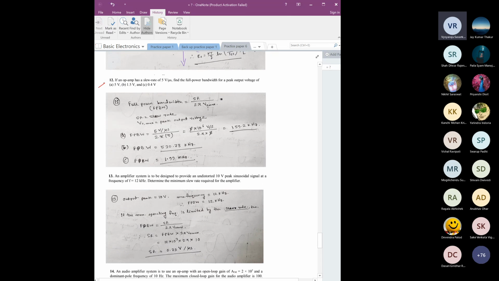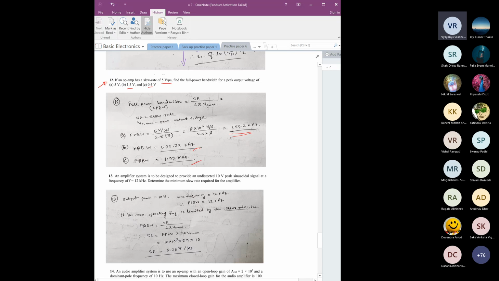So question number 12 says that if an op-amp has a slew rate of 5 volt per microsecond, find the full power bandwidth for a peak output voltage of 5 volt. This is quite simple, just write the formula and put the values. The full power bandwidth formula is slew rate by 2 pi into V naught max, where SR is the slew rate and V naught max is the maximum peak amplitude. Everything is given, just put the values and you will get the full power bandwidth.